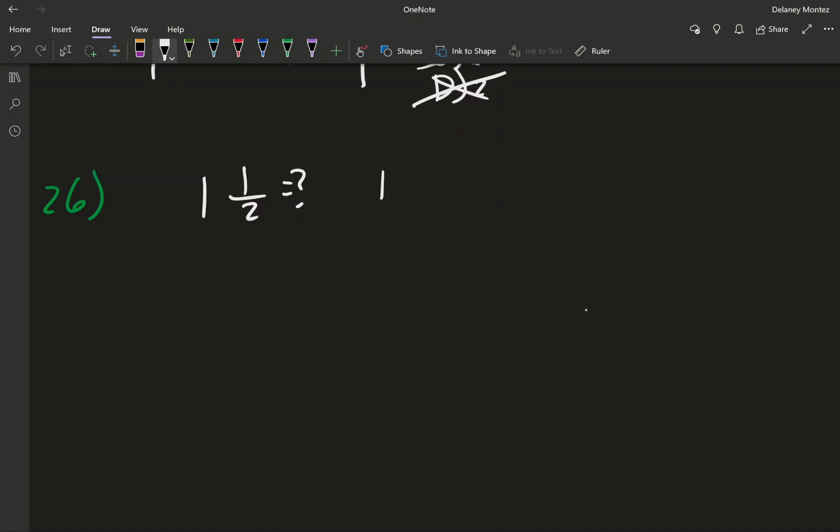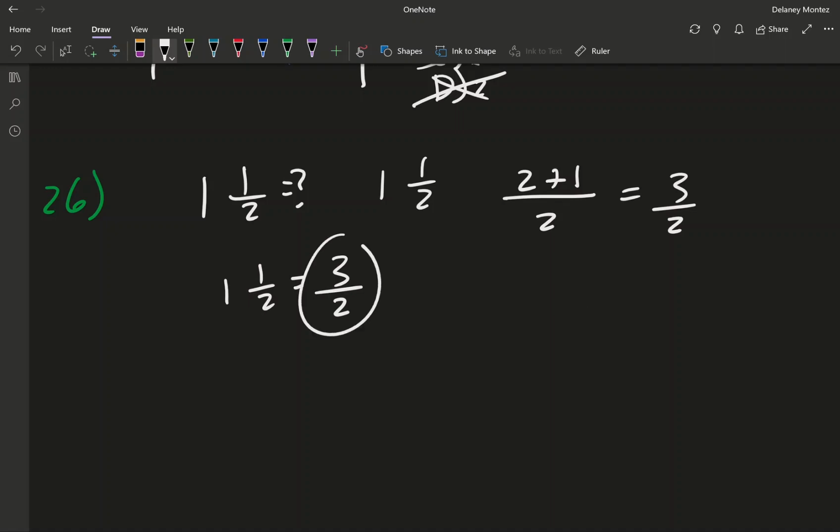So let's do an example. We'll do this, right? 2 times 1 is 2. You add this one plus 1 and you keep the bottom 2, which is 3 halves, right? So okay, so 1 1/2 equals 3 halves, right? Okay, so this is now a number we can work with.